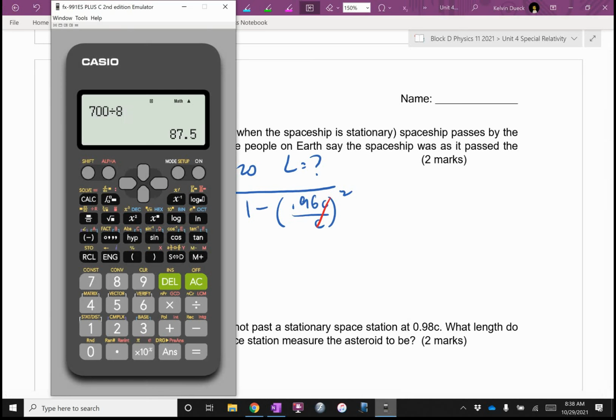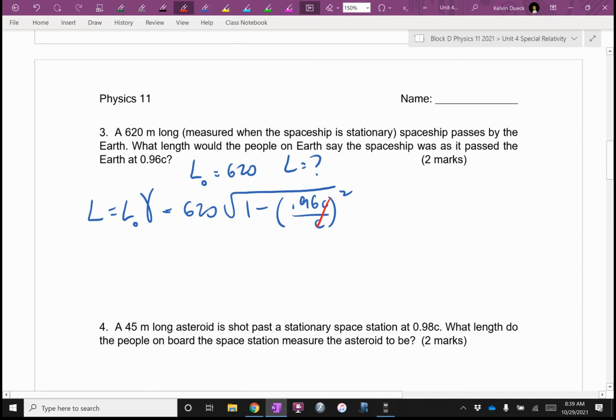And so on my calculator, it's going to be 620 times... Where's my square root button? I notice on this calculator, it does the fancy indent. Most of you don't have that, so most of you would have to put a bracket there and go 1 minus 0.96 squared. I think on this calculator, because it extends the square root bar, I could get away with not putting the square root in brackets. But figure out your calculator. Y'all get 173.6? If 174, I'll go to the full answer. 173.6 meters.